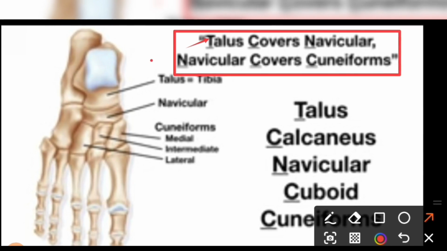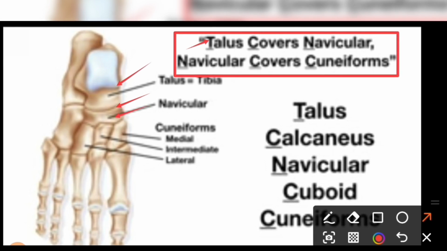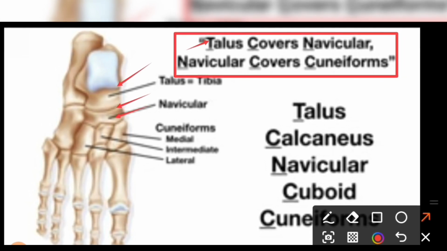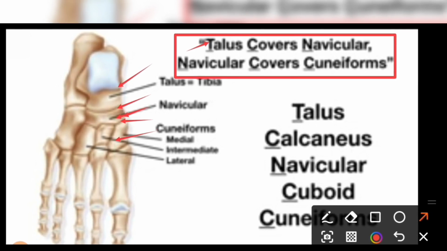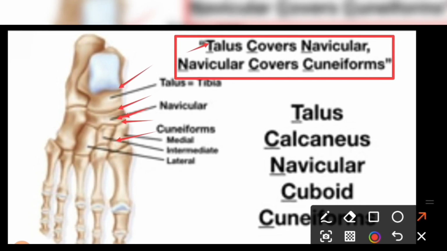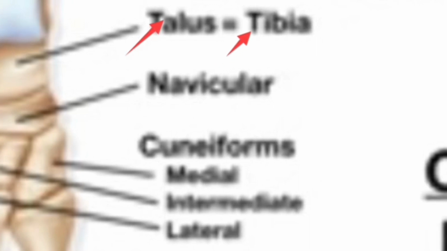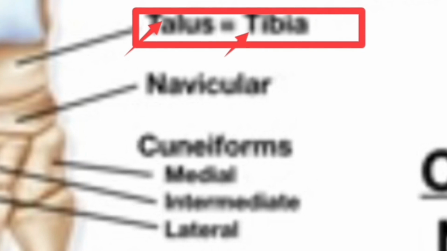So the talus you can see over here, this is the talus, it articulates here with the navicular bone, and this is the navicular bone. While navicular covers cuneiform, you can see over here, this is the navicular bone, and it articulates here with the cuneiform bone. So this actually helps to memorize both the anatomy and names of the tarsal bone. And this is the talus, and the talus has T in its name, while the tibia also has T in its name. So this will help to memorize that the talus is articulated with the tibia. So this was one mnemonic.